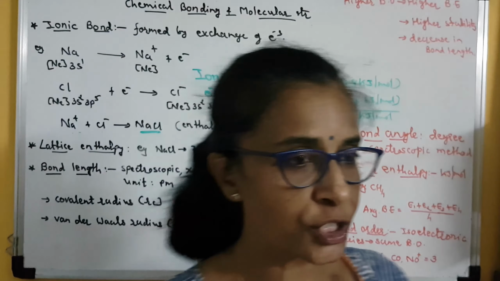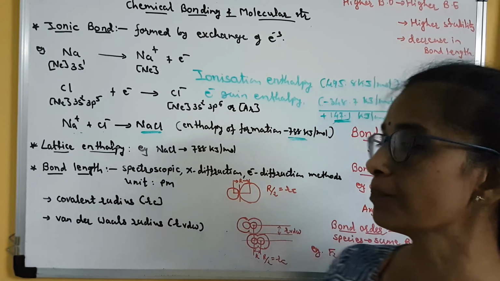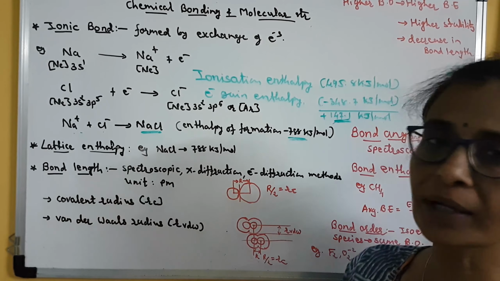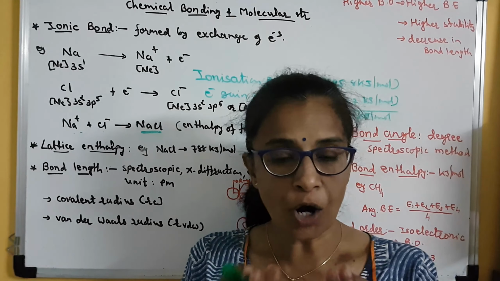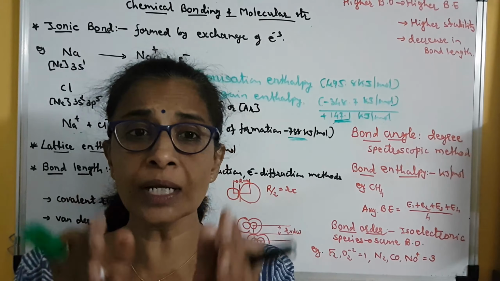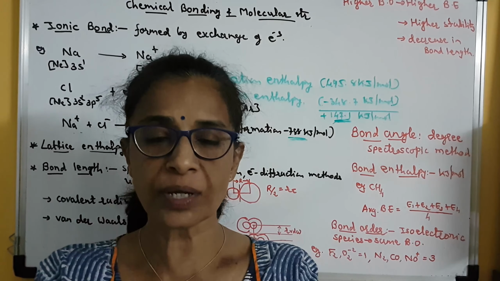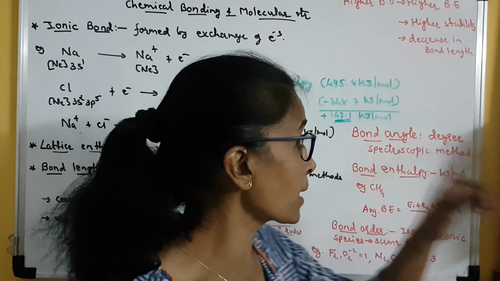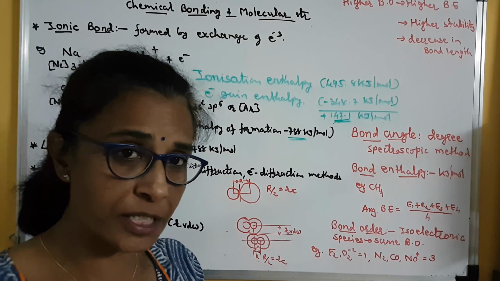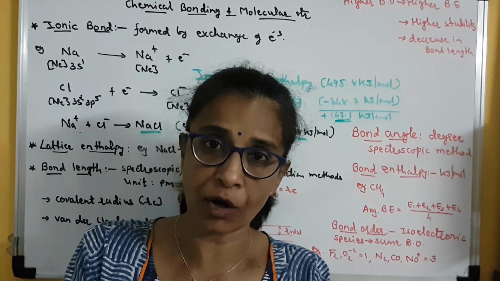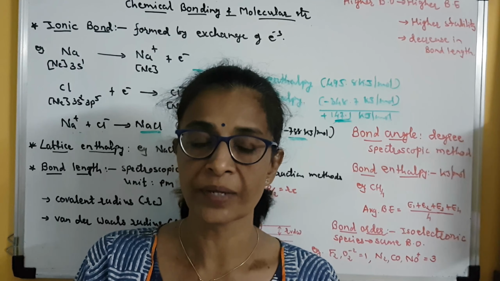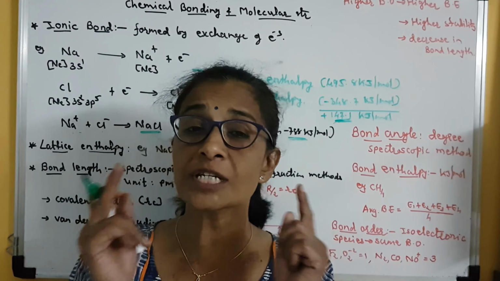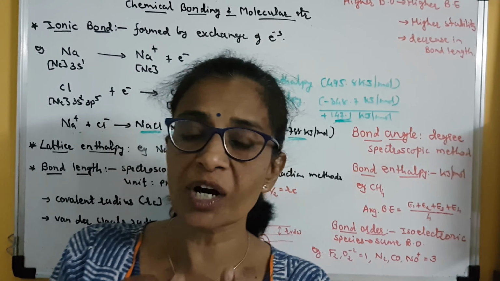Now in order to study different types of compounds, we need to study some parameters. The first one is bond length. Now what is bond length? Bond length is the equilibrium distance between the nuclei of two bonded atoms in the molecule. Clear? I repeat, it is the equilibrium distance between the nuclei of two bonded atoms in the molecule. In molecules the atoms present may be identical or different. So it is the equilibrium distance. Here the word equilibrium is important.